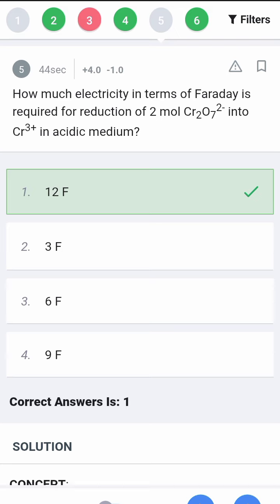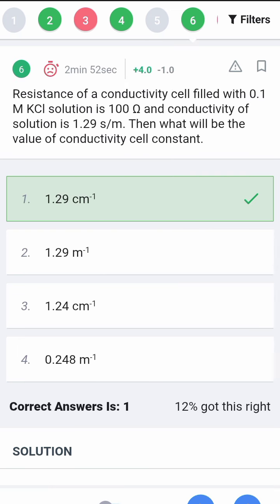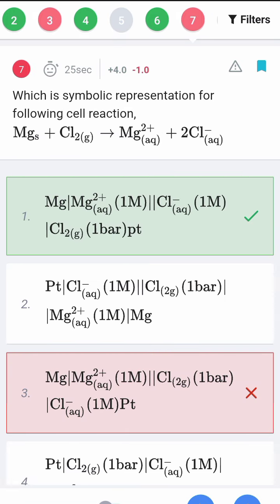Fifth question, how much electricity in terms of Faraday is required for reduction of this? It should be done on paper. And the sixth question should also be done on paper. And the seventh question is wrong, because if you see the first option, Mg plus Cl minus should be in the reactant, that's why the first option is wrong.